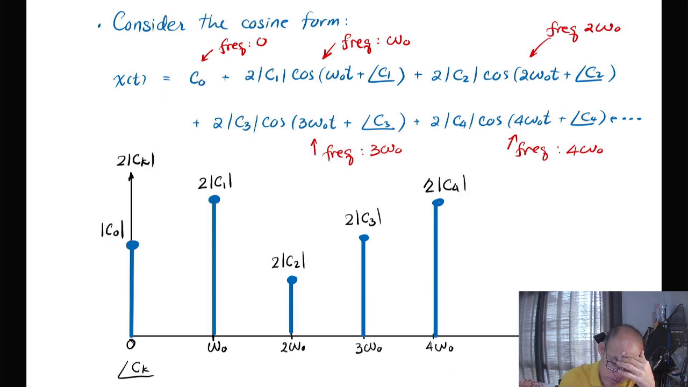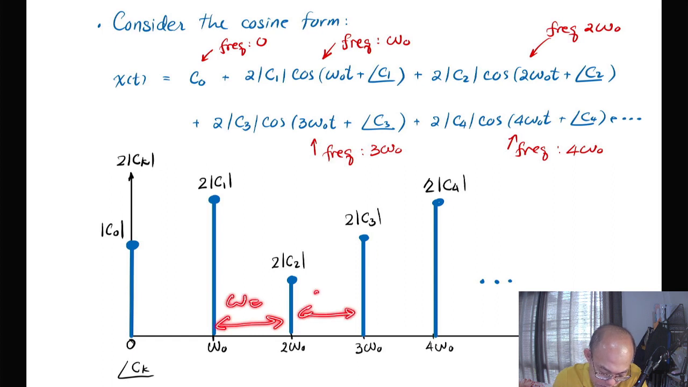And so on. Now, this graph tells us the amplitude of each of the frequencies, and the frequencies are omega 0 apart. You see, the space here is omega 0, the space here is omega 0. So in other words, the signal x has a lot of components. Each component is at each frequency, right?